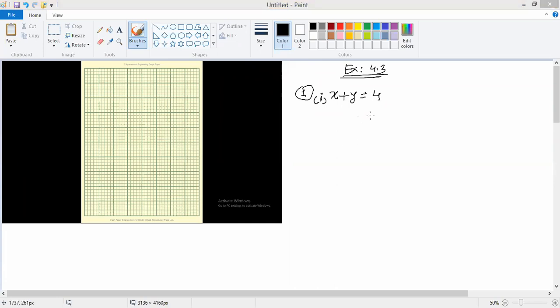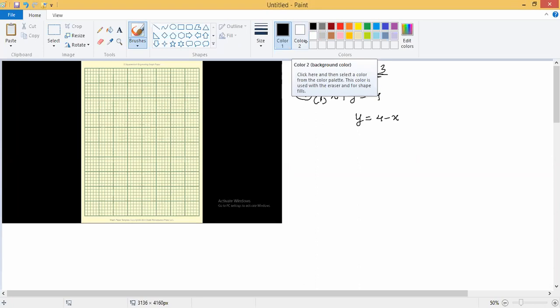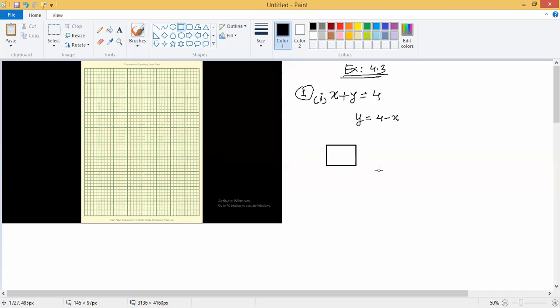Here we can write this as x plus y is equals to 4, so y is equals to what? Y is equals to 4 minus x. Now we are going to take the value of x and then we will get the value of y from this equation. So just make a table of this one. ये table बना देते हैं. See, this is the table.